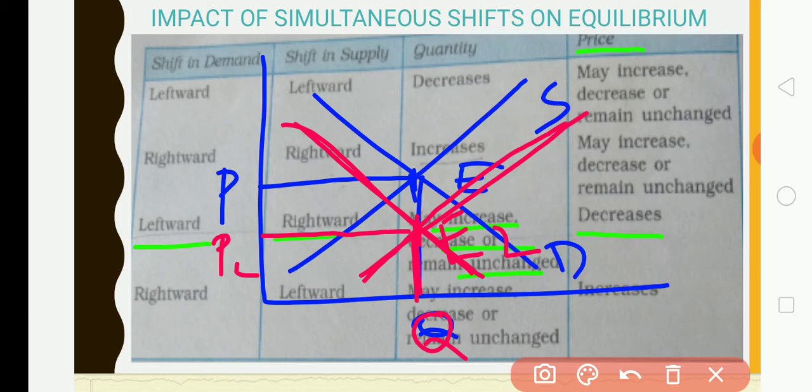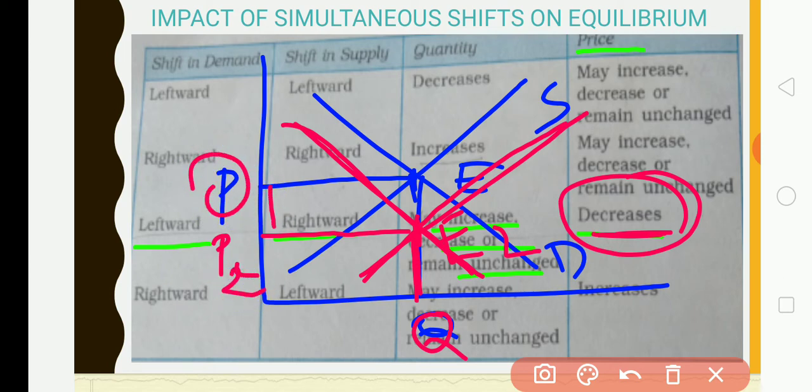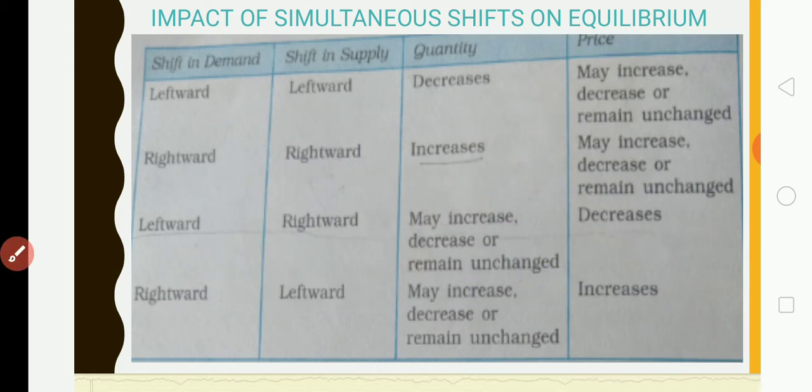Okay, so you can observe here what happened to the price. The price has decreased from P to P2. What happened to the quantity then? Here the point is either the quantity may increase or decrease, or it can remain constant. Here the quantity is remaining constant. Got it? Now we'll see another one.